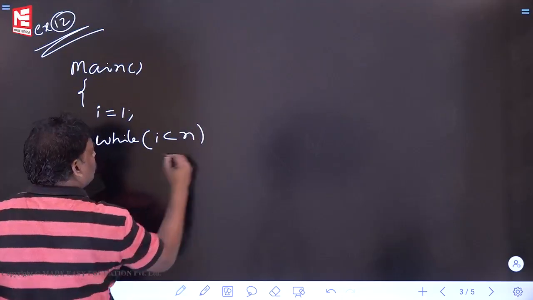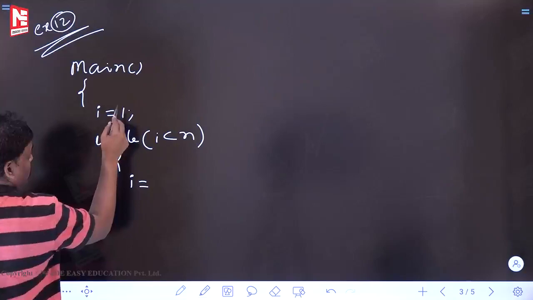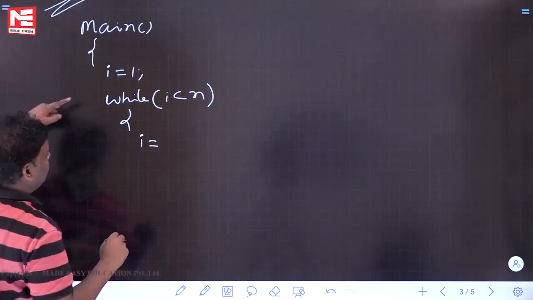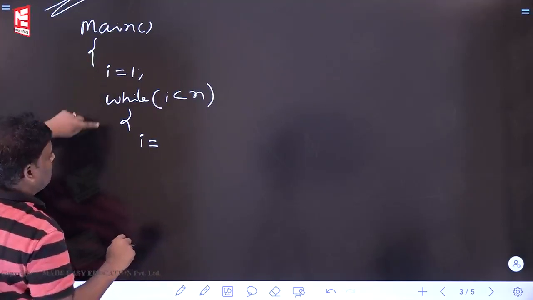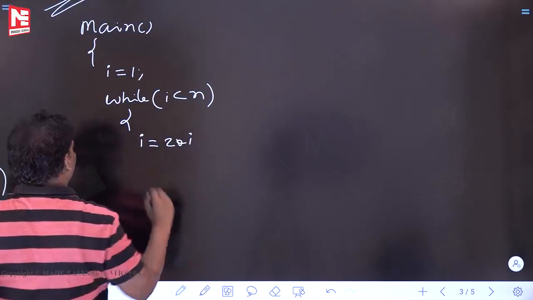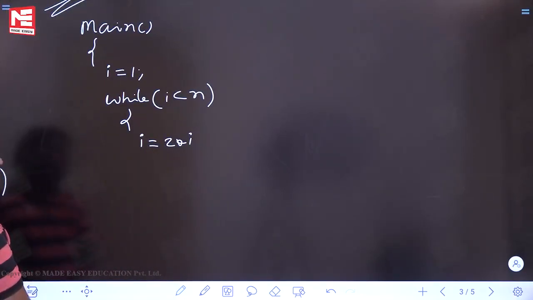I less than n, I is equal to... can you help, is I small or big? Small, already small, so you have to increment. Please be careful. See this one, I is equal to 2 into I. What is the answer? Always multiplying by 2, so log n base 2.